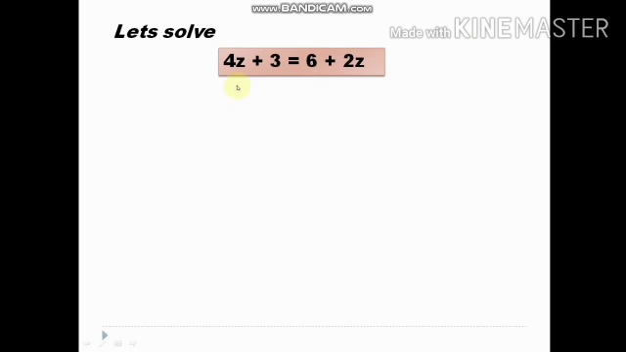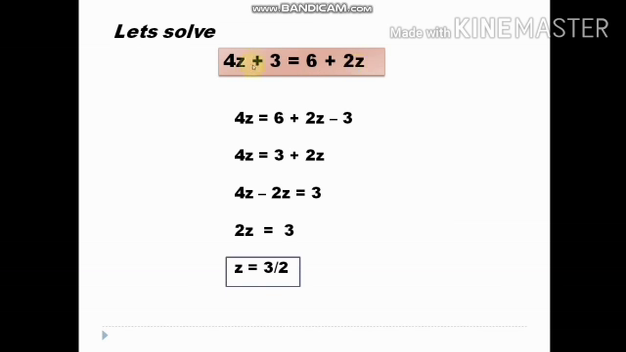Let's solve this question also: 4z plus 3 equal 6 plus 2z. First, we will shift this plus 3 into right hand side. We will get this minus 3. 4z equal. Then we will simplify this 6 minus 3. We will get 3 plus 2z. Now we will simplify here like terms. For solving like terms, we will shift this 2z into left hand side. We will get 4z minus 2z equal 3, 2z equal 3, and the value of z will be 3 by 2.